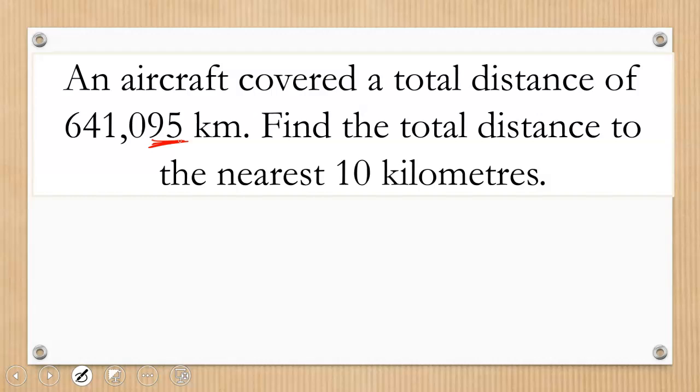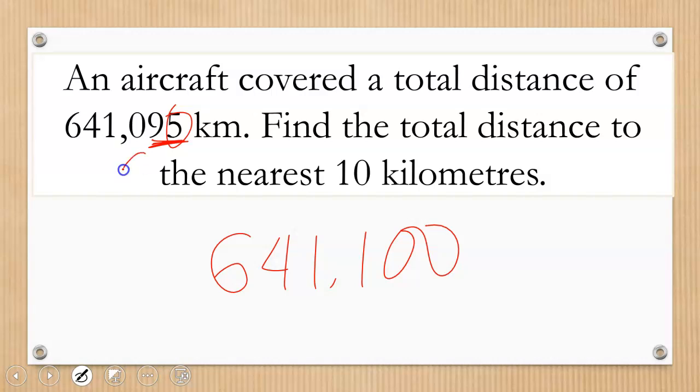If not, we could have said 641,090. But because the 5 is 5 and above, we round off, and so this answer will now be called 641,100. This is the reason. We should have just said 095, but because 1 is adding up to make it 10, it will give us 0 here, 0 here. Then there will be a remainder 1, which must also go up here to add up, so that the answer becomes 641,100 as the nearest 10.